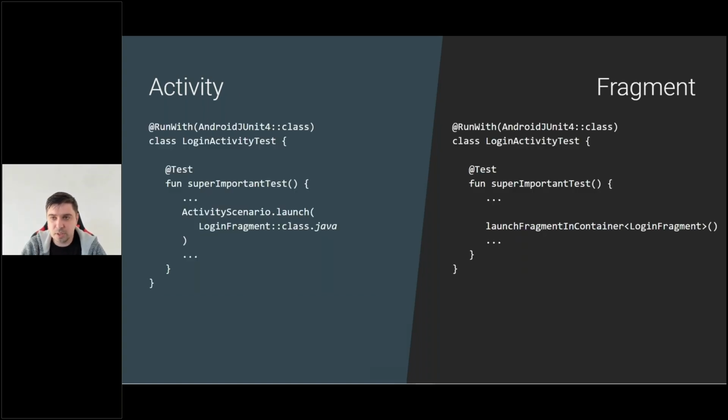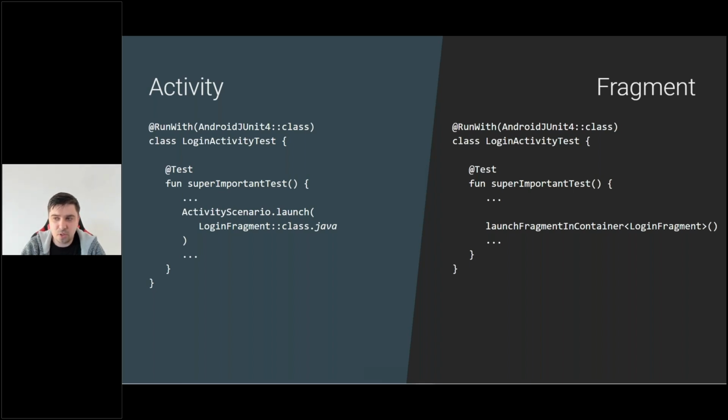As an example for testing an activity, we can use ActivityScenario. With ActivityScenario, I can just launch any activity from our application. And for a fragment, we can use launchFragmentInContainer. In this case, we can test fragments in isolation. So it can also improve your testing because you can check any component in isolation.